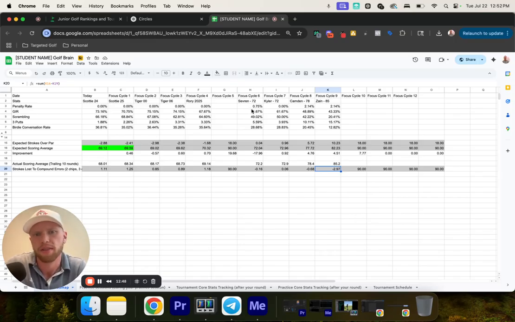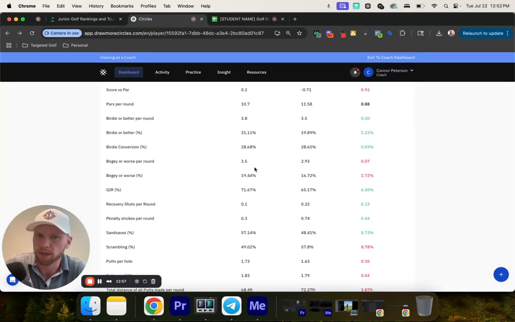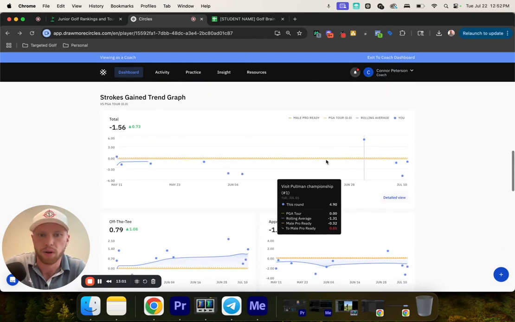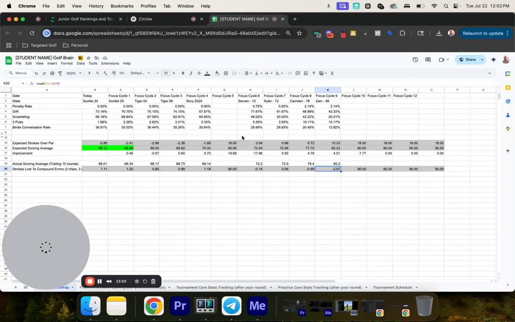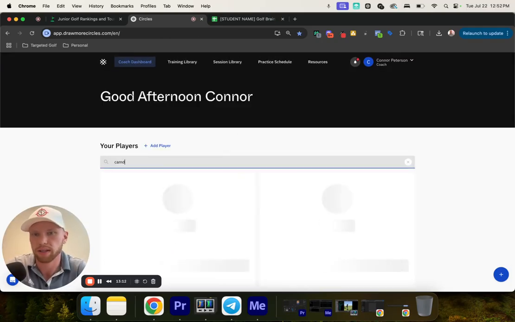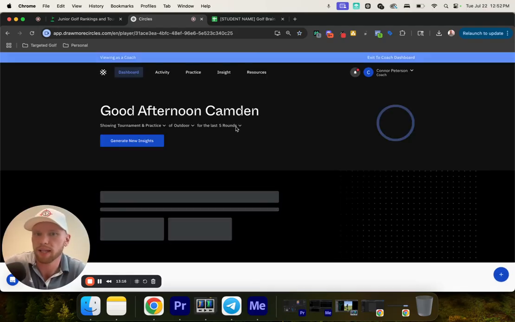But anyway, that's really the high level of this: you want to understand which parts of their game are going to have the biggest impact on their scores. Now, to go a bit deeper here, let's take Camden. We're going to say, okay, three putting rate is higher than we would like.